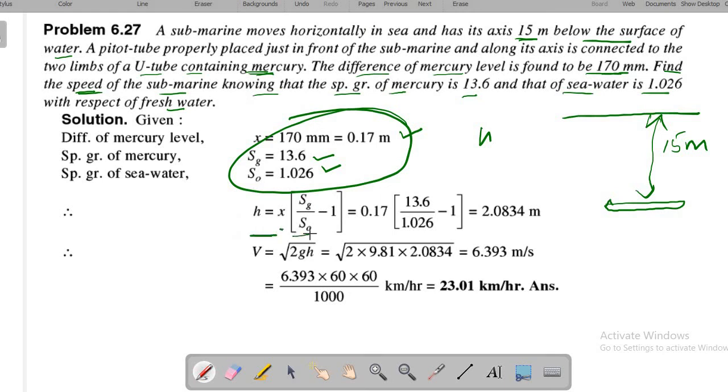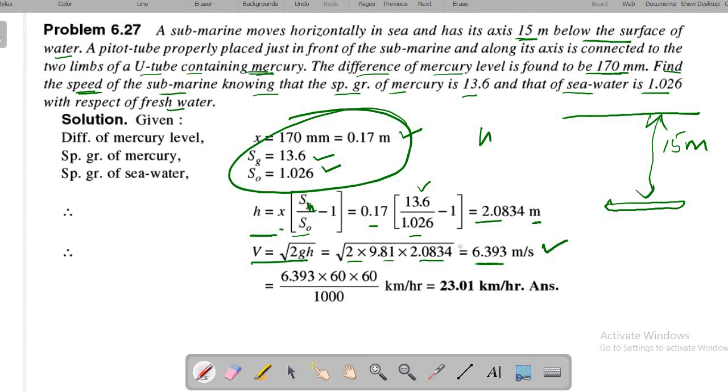H is X into (SH divided by S0 minus 1). SH is 13.6, S0 is 1.026 minus 1, and X value is 170 mm, which is 0.17 meter. So we will get H value equal to 2.0834 meter, and V is equal to root of 2gh. G is 9.81 and H is 2.083. So we will get this as 6.393 meter per second. This is velocity.